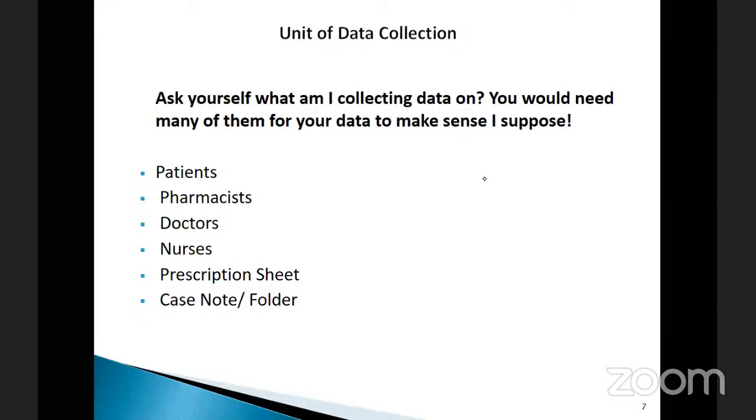Or doctors, you are collecting your data from doctors or from nurses, or you're collecting from prescription sheets or case notes or the folder. So it has to be clear to you. Yes, I want to go and do research. I want to collect data. Ask yourself, what is the unit of data collection? That has to be clearly defined and understood by you, the researcher.